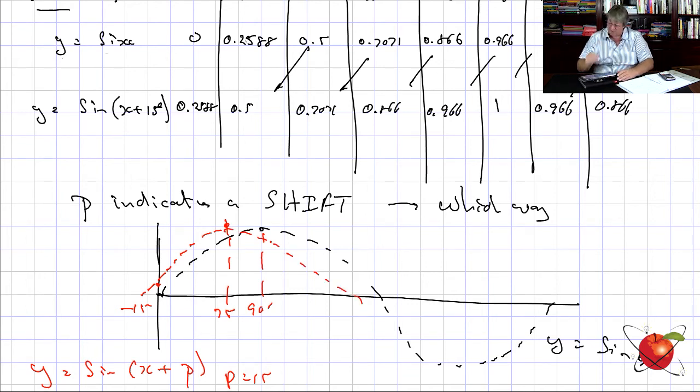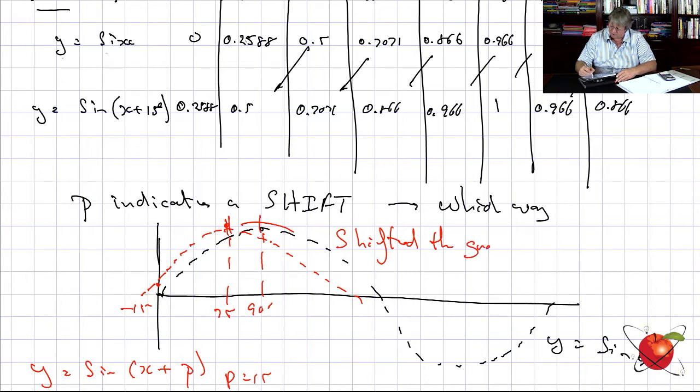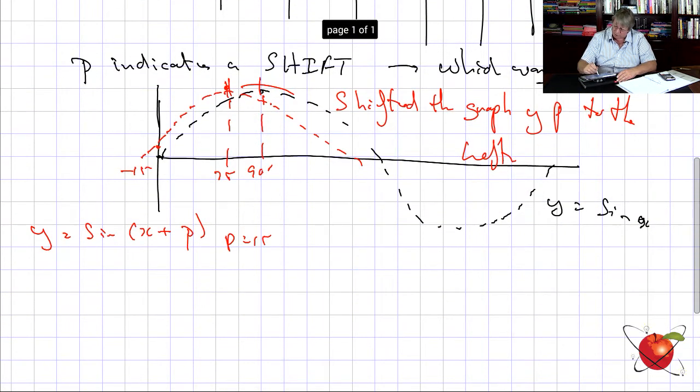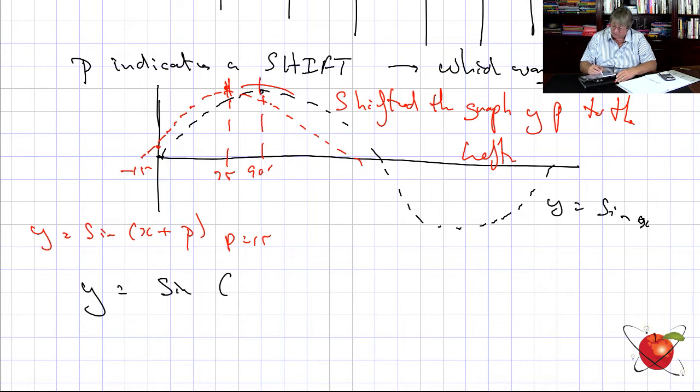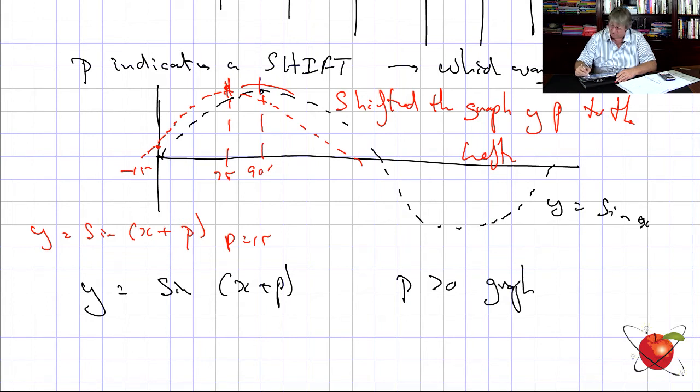Okay. We have shifted the graph by p to the left. Critically important. Let's just put it down again. So therefore, y is equal to sine of (x plus p). For p greater than 0, the graph goes back by p.